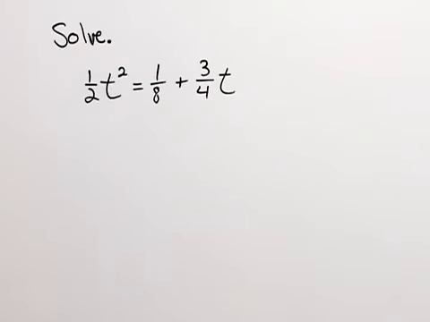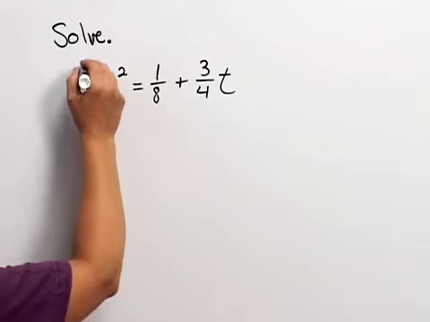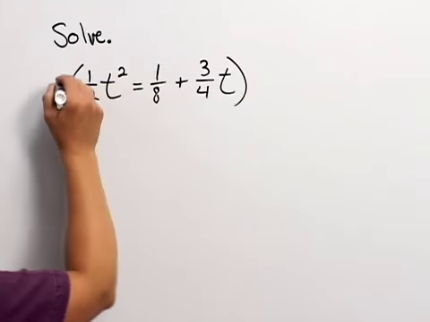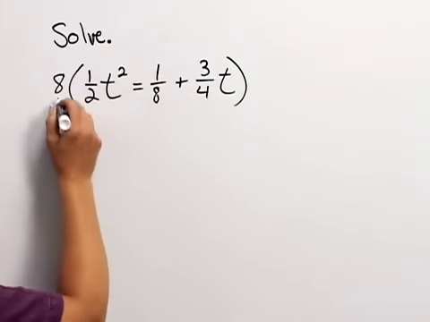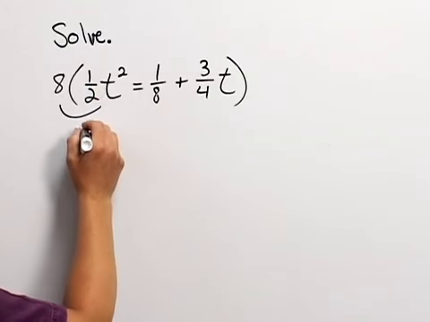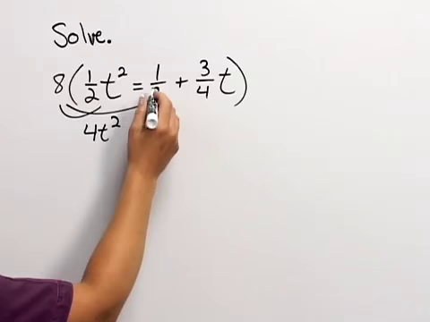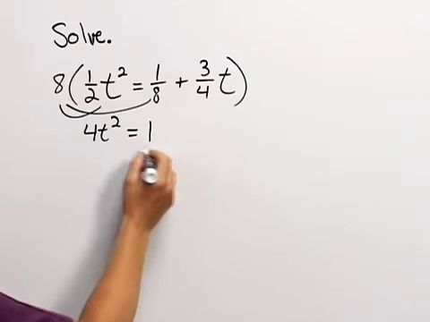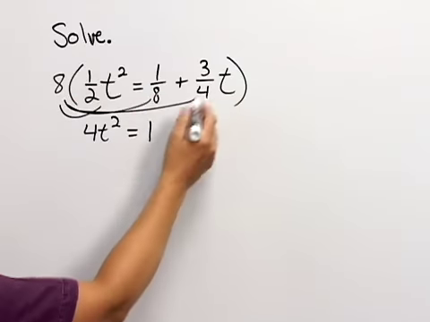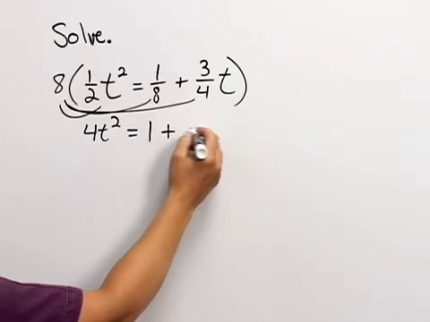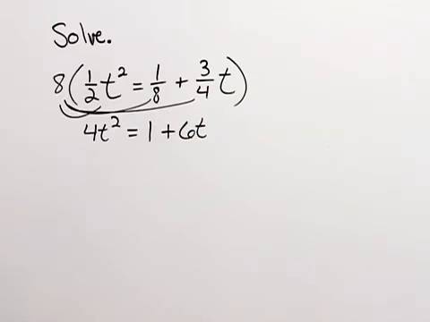For this particular problem, it would be nice to eliminate our fractions. Our common denominator is 8, so let's multiply the entire equation by 8. 8 times 1/2 t squared is 4t squared. 8 times 1/8 is 1. And 8 times 3/4 t is 6t.